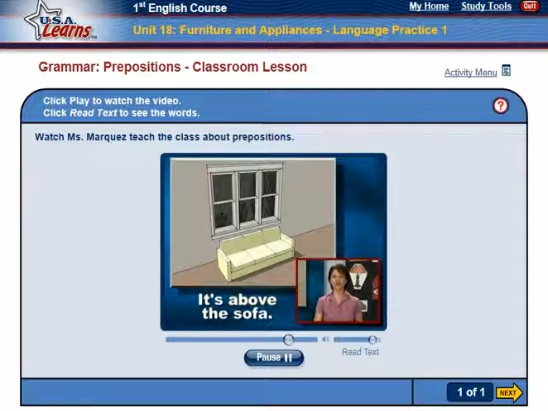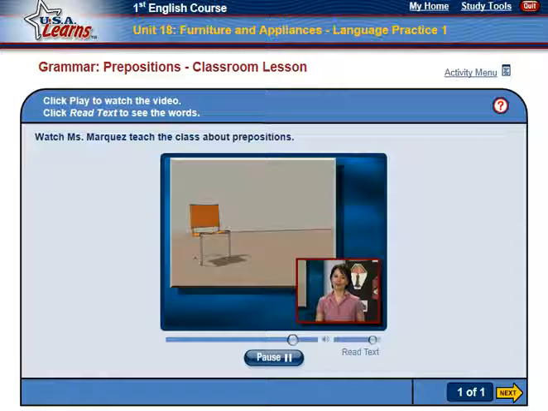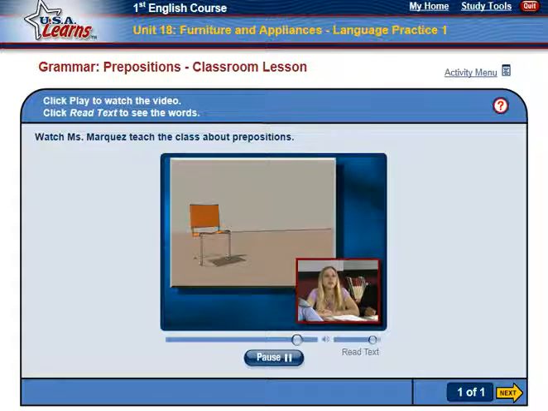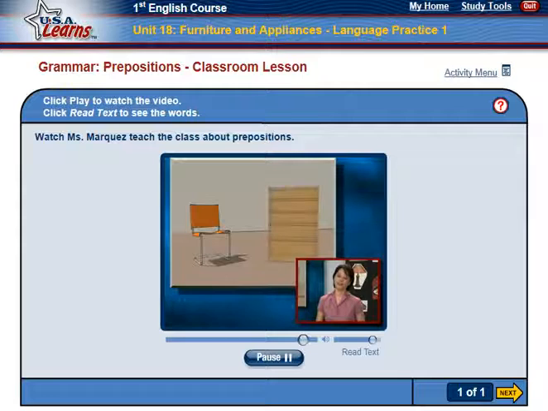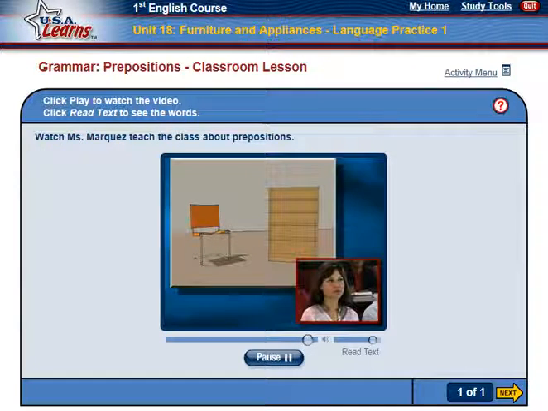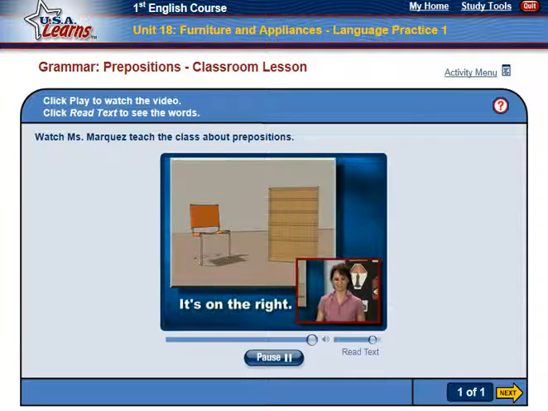Good job. Is the chair on the right or on the left, Elena? It's on the left. Good. Celia, is the bookcase on the right or on the left? It's on the right. Excellent job, everyone.